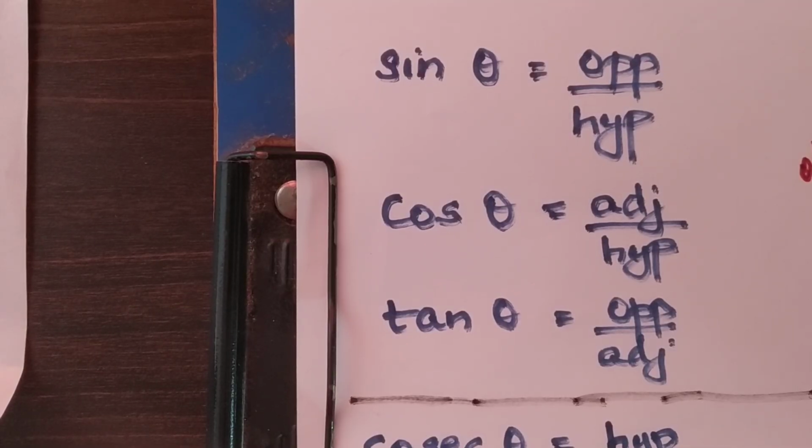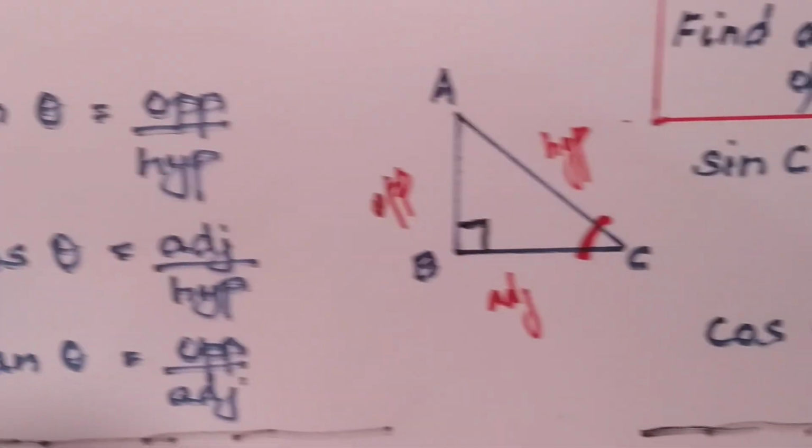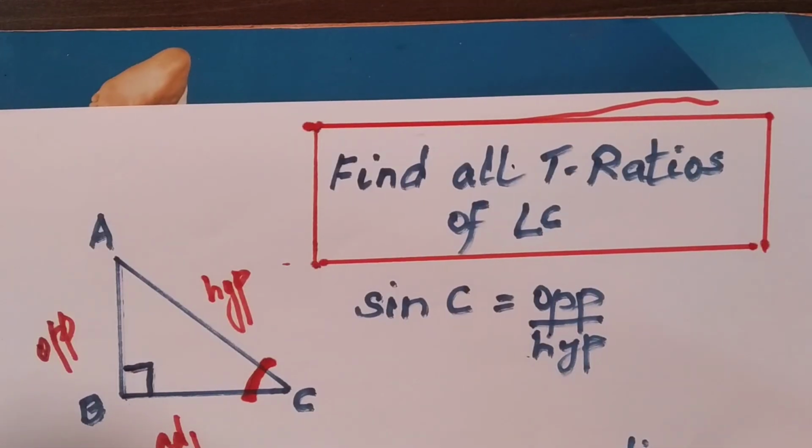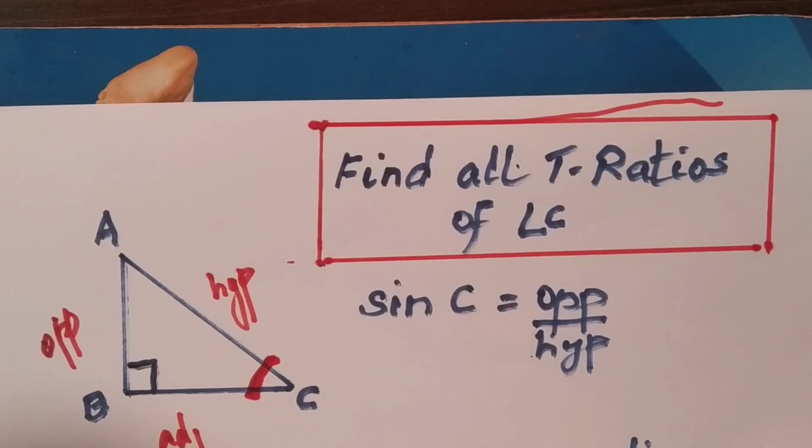However, in the numerical problems, you will be given the angle, either the measure of the angle, or it will say find out the ratios for angle A or for angle C. This is the question that you might get, and this is the simplest of the questions in trigonometry, finding out all the T ratios of angle C.